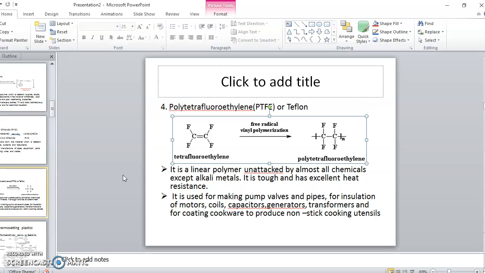We have studied four thermoplastics: polythene, in two types, low density polythene and high density polyethylene, then polystyrene, then polyvinyl chloride, then polytetrafluoroethylene or Teflon. I will continue with the topic called thermosetting plastics.